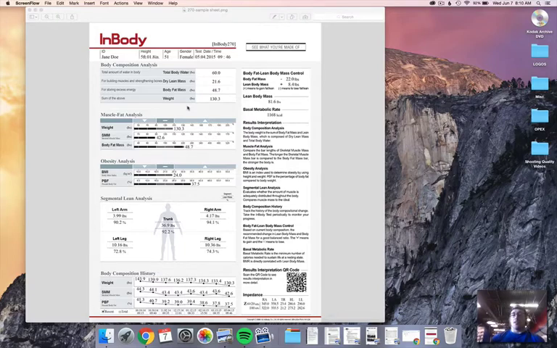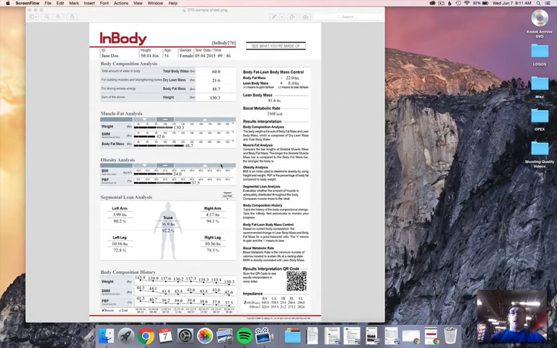Essentially what happens when you stand on the machine is it sends current through your body, and what comes back into the machine kind of dictates how much body fat you have, how much skeletal muscle mass, how much lean tissue, how many minerals are in your body, all that kind of stuff. So we'll kind of go through that.